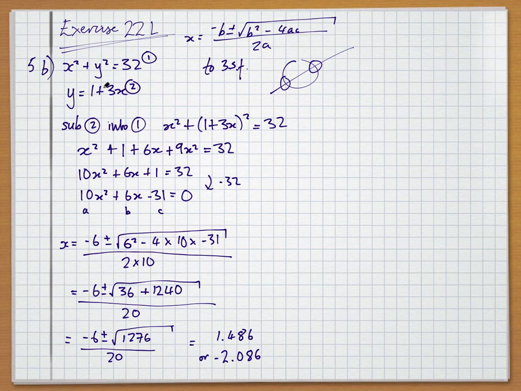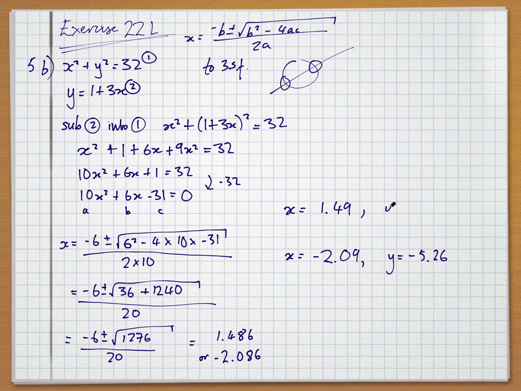Y is 1 plus 3 lots of x, so while this is in my calculator, I'm going to calculate this one. I'm going to write my solutions up here. X equals 1.49 to 3 significant figures, or x equals minus 2.09 to 3 significant figures. When that's true, y equals 1 plus 3 lots of that, so I'm going to times by 3 plus 1, y equals minus 5.26.